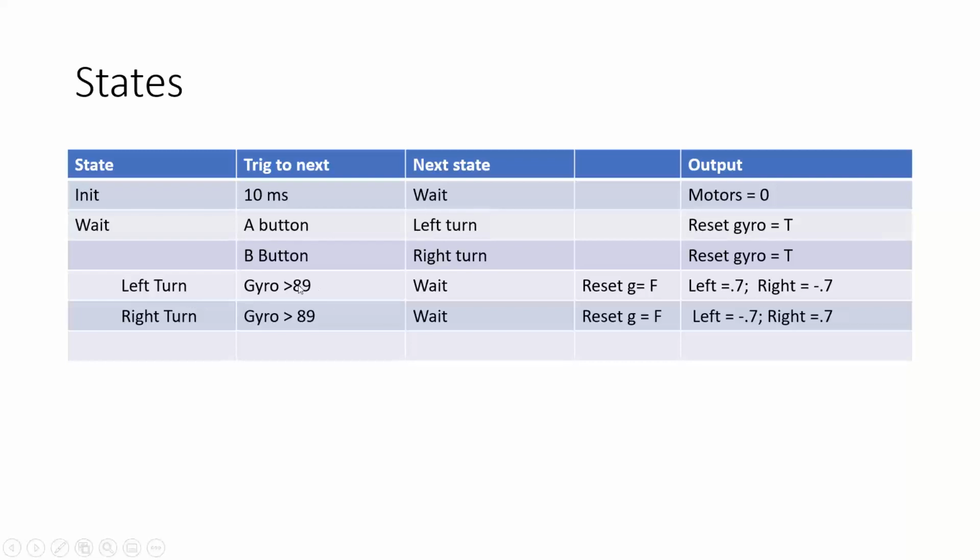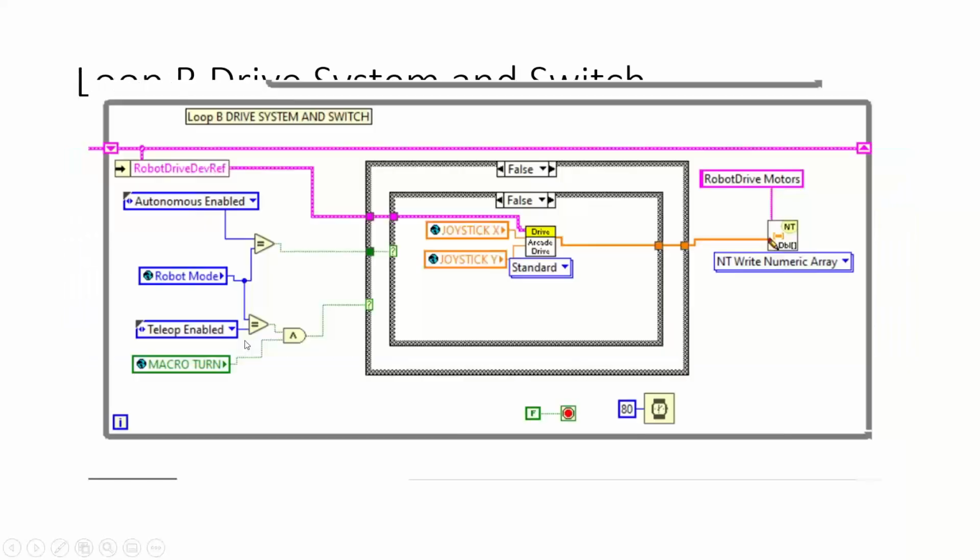And then once we reach something close to 90 degrees, we automatically go back to the wait state and we start the whole process all over. So it's a continuous state machine. That's what it's all about. And so we're going to build one in a blank VI, and then we're going to incorporate it in the loop B of my robot project.